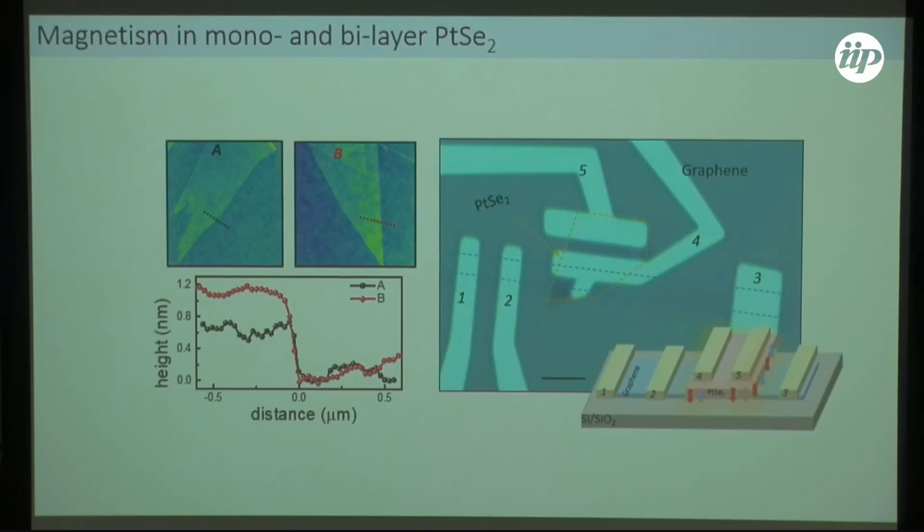We cannot really do lateral transport to see these magnetotransport measurements, because these delta R's are small compared to these hundreds of megaohm devices. So we carry out the measurements in a vertical structure. We use graphene as a bottom electrode, we put the platinum selenide monolayer or bilayer, and then we put the top contacts using, again, a non-magnetic material. And we try to do vertical transport on this as a function of magnetic field.